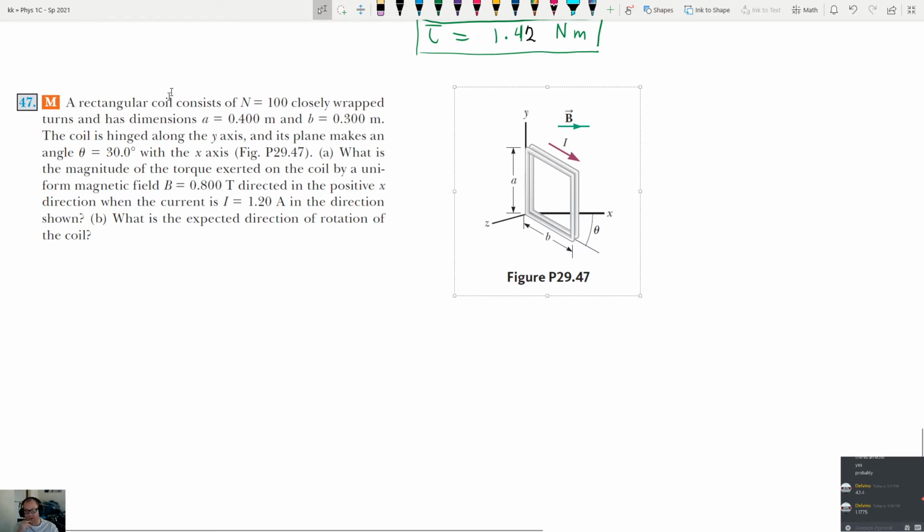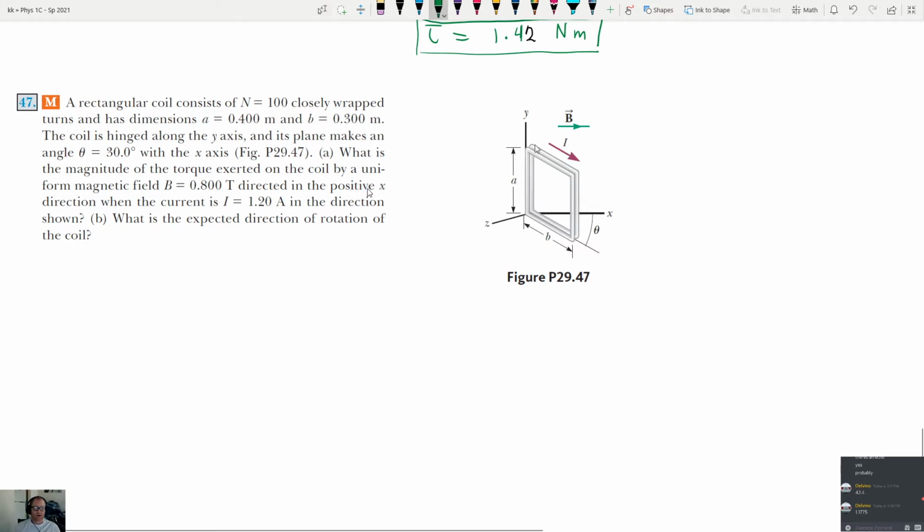Okay, so we have a rectangular coil. It consists of N equal to 100 closely wrapped turns. It just means loops. And it has dimensions of 0.4 meters by 0.3 meters. So 0.4 on the side, 0.3 on the side. The coil is hinged along the y-axis, so it is made to rotate basically along this axis right here. And its plane makes an angle of 30 degrees with the y-axis. So that's this angle here. Start with the x-axis. What is the magnitude of the torque exerted on the coil by a uniform magnetic field of 0.8 Tesla directed along the positive x direction?